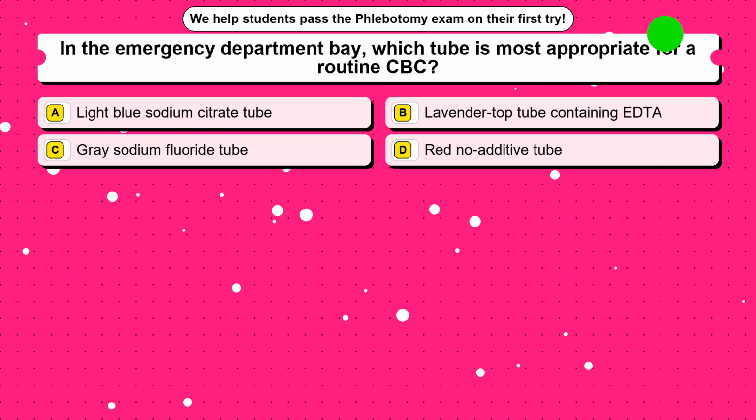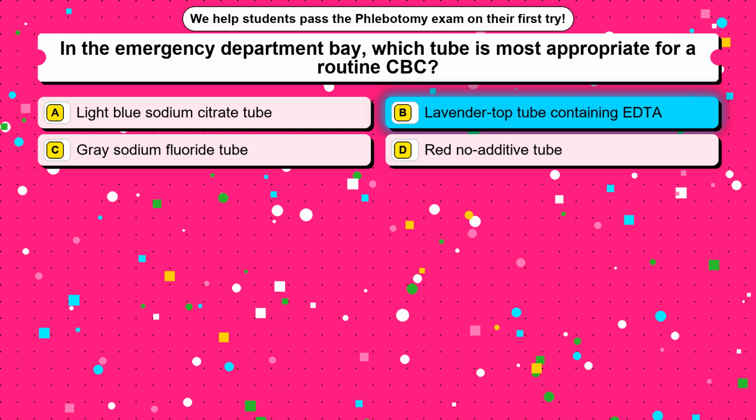Question 46. In the emergency department bay, which tube is most appropriate for a routine CBC? Option A, light blue sodium citrate tube. Option B, lavender top tube containing EDTA. Option C, gray sodium fluoride tube. Option D, red no additive tube.